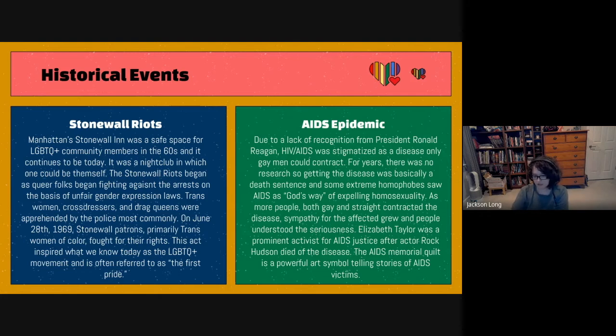Due to the willful lack of recognition from President Ronald Reagan, HIV and AIDS were stigmatized as a disease only gay men could contract. For years, there was no research, so getting the disease was basically a death sentence, and some extreme homophobes saw AIDS as God's way of expelling homosexuality. As more people, both gay and straight, contracted the disease, sympathy for the affected grew, and people understood the seriousness.